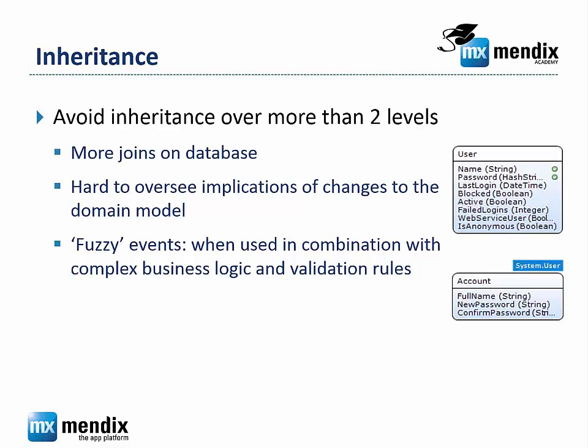Avoid inheritance for more than 2 levels down. When you're dealing with inheritance, you have more joins on the database. It can be very hard to oversee what the implications are of the changes that you're doing. And if you're using a combination of complex logic and validation rules, it can be very complicated. In my experience with Mendix, I have yet to see 2 levels or deeper of inheritance. So if you find yourself using that, then you might need to rethink your domain model and your data structure.